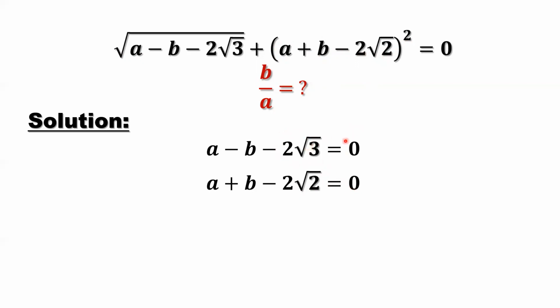Move the constants to the right-hand side. We can find that A minus B equals 2 square root of 3. A plus B equals 2 square root of 2. So we have two equations, two variables. This is simple. How to get rid of A? The second one plus first one. How to get rid of B? The second one minus first one.